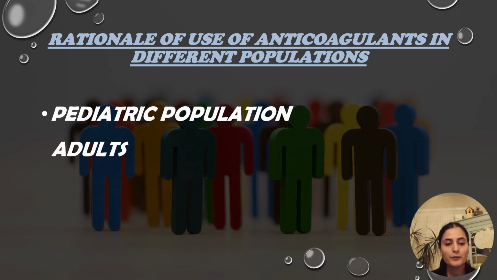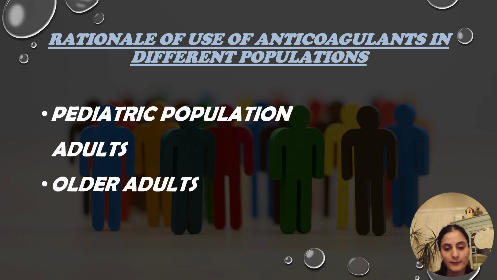So moving further to the older adults, they may be more susceptible to blood clot formation due to age-related changes in the circulatory system. Anticoagulants are used to manage conditions like atrial fibrillation, deep vein thrombosis, pulmonary embolism, and close monitoring is the main goal in older adults due to their age-related factors and comorbidities.